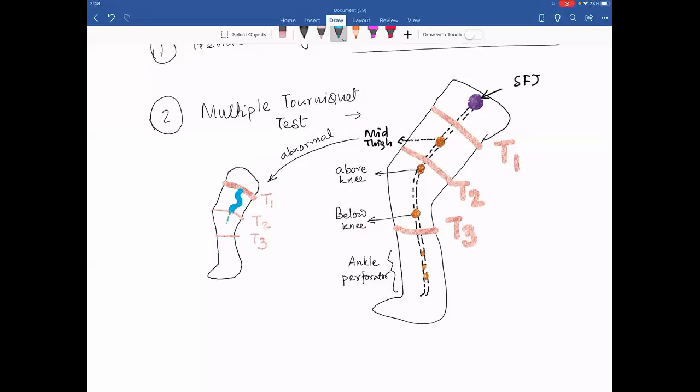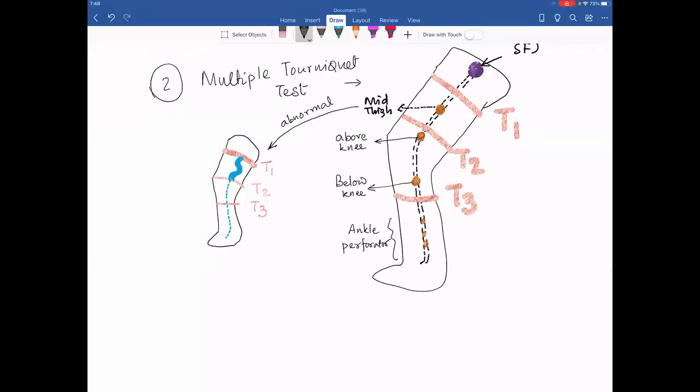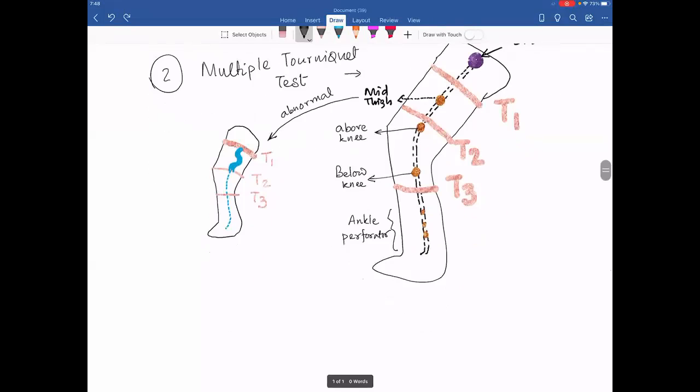Whereas the other parts, what happens to the veins? If there is no perforator problem, they will remain collapsed. Very good point. Now consider the next point. What if there is a problem, or the above knee perforator is incompetent? So for example, this perforator is incompetent.